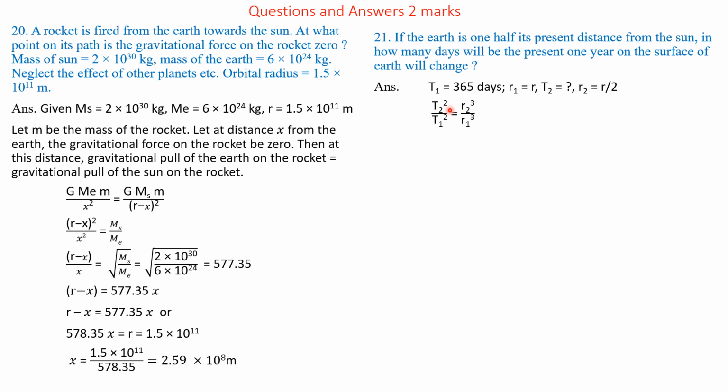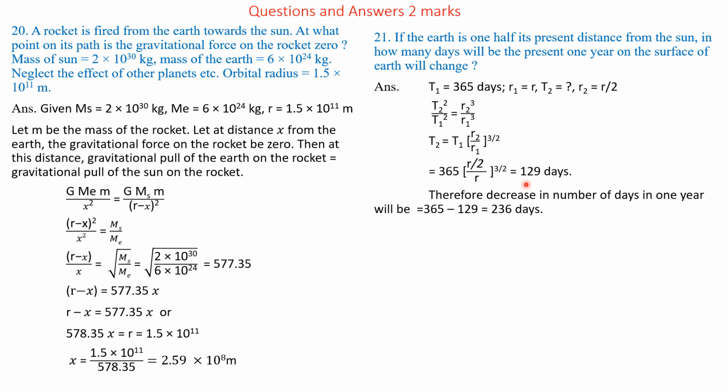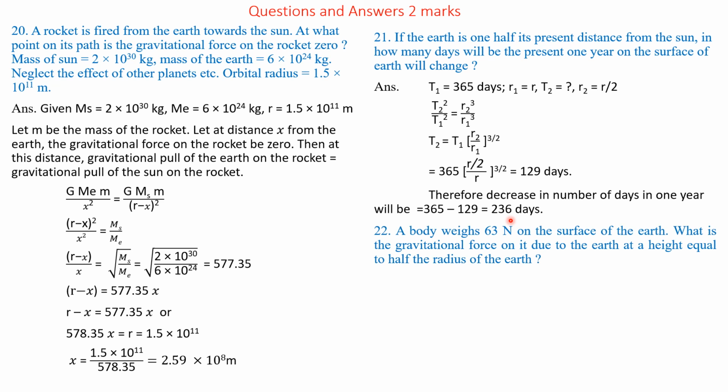Therefore, T2 square by T1 square is equal to R2 cube by R1 cube. Therefore, T2 is equal to T1 into (R2 by R1) to the power of 3 by 2. Substituting the values, 365 into (R by 2 divided by R) to the power of 3 by 2. Here, R2 is R by 2. That is equal to 129. If the distance from Sun is reduced by half, the year will be 129 days. Therefore, the decrease in number of days in 1 year will be 365 minus 129 is equal to 236 days.